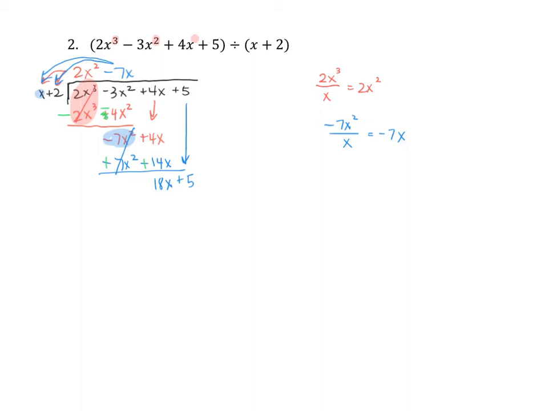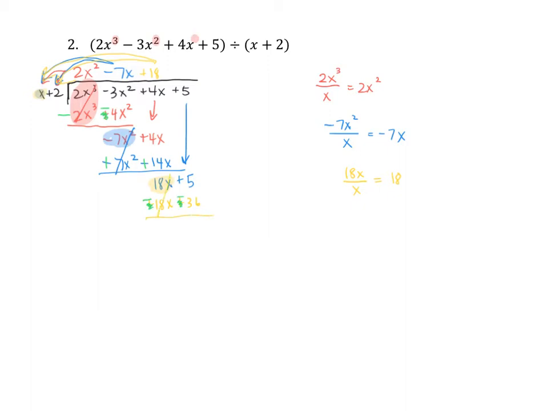So now we have 18x divided by x, that will give us 18. So plus 18 is going to go up here. And now we multiply. So 18 times x is 18x. And 18 times 2 is 36. Now we need to subtract. So that means change the signs of everything on the bottom.